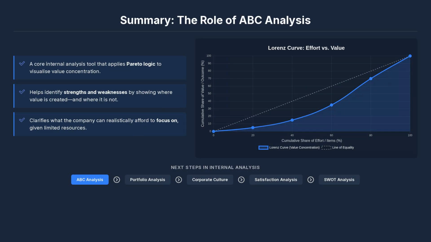In the next videos, we will continue with further internal analyses, including portfolio analysis, corporate culture analysis, and satisfaction analysis, before integrating all insights into a SWOT analysis.